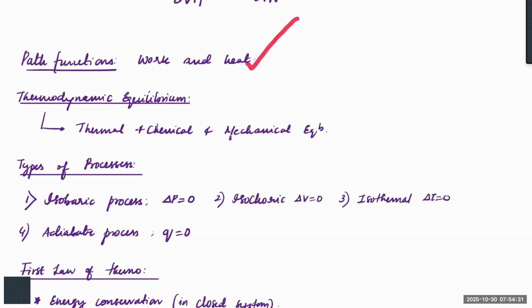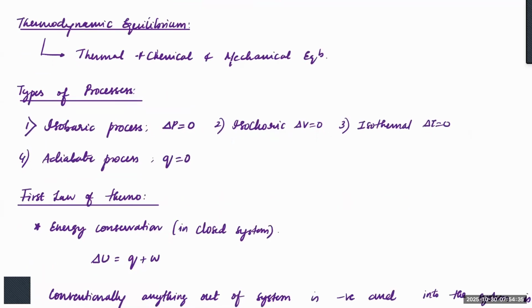Path functions are work and heat, which depend on path. I'm sure you are aware of it. We use the word thermodynamic equilibrium when there is thermal, chemical, and mechanical equilibrium all present in the system.